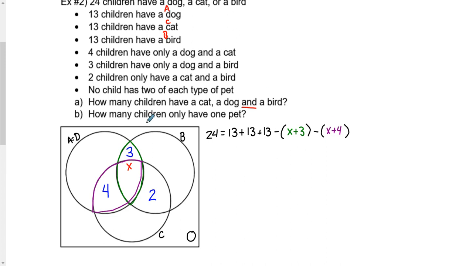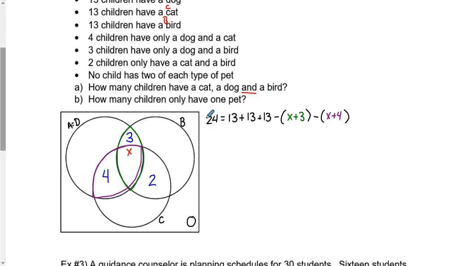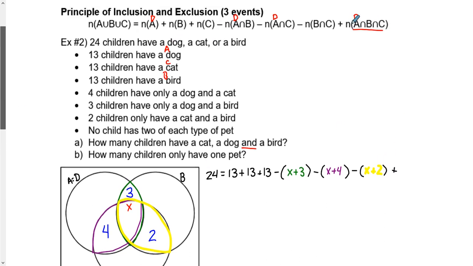Now I'm going to use yellow for the last one. It says bird and cat. So bird and cat is talking about this entire intersection right here. Which means bird and cat will be x plus 2. And last but not least, the formula says number in A, or dog and bird and cat. We don't know how many have a dog, bird, and cat. That's x.